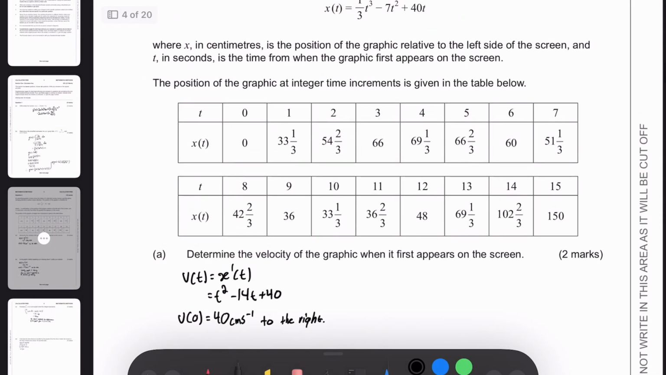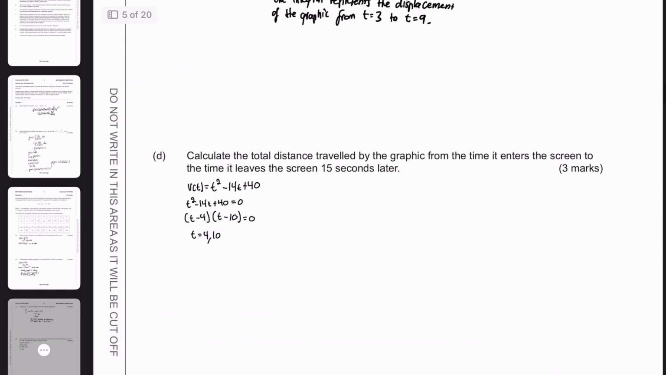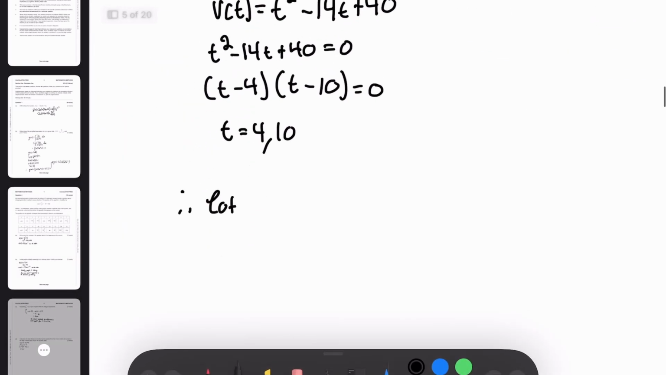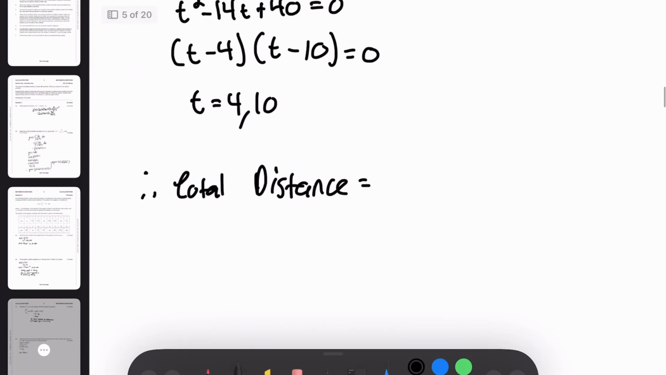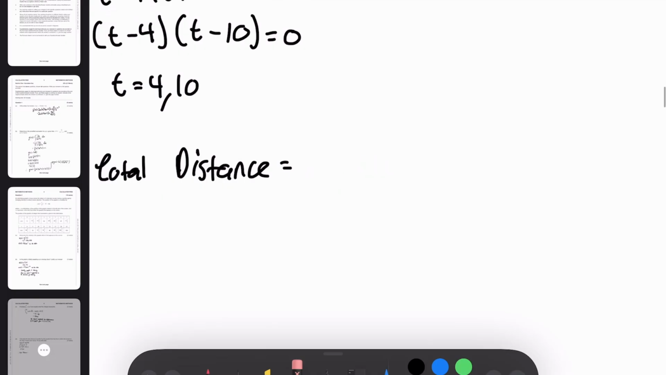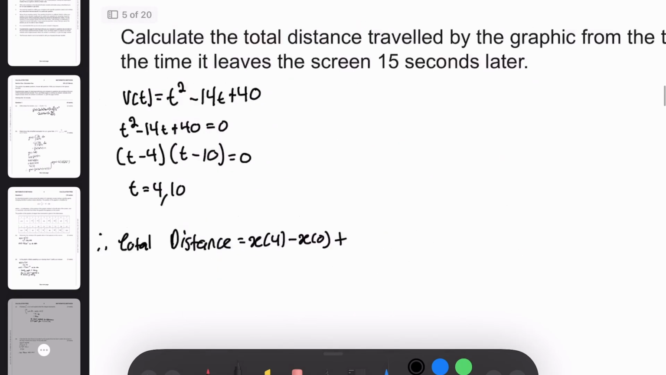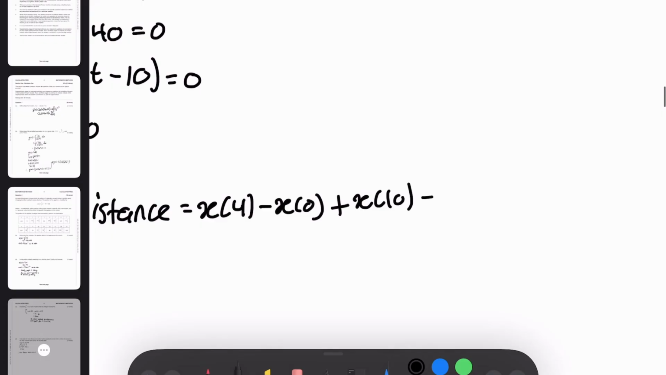So from there, what we can do is sum, so therefore total distance is equal to x of 4 minus x of 0. What this is doing is that we're finding the distance traveled between the initial start to the first time it changes direction. Then we want to add the next time, which will be x of 10 minus x of 4. Okay, maybe we should put brackets like this.